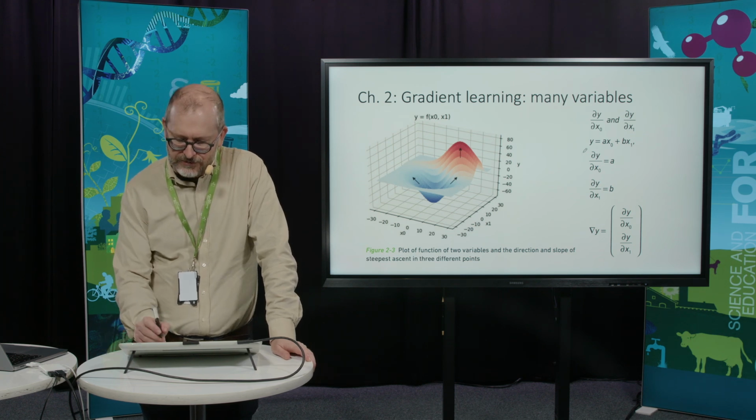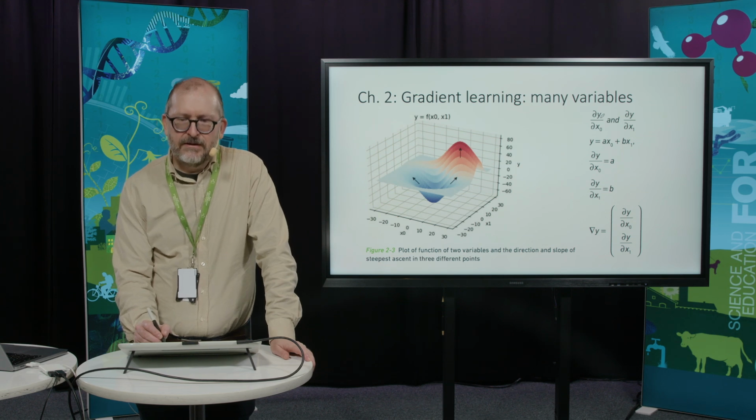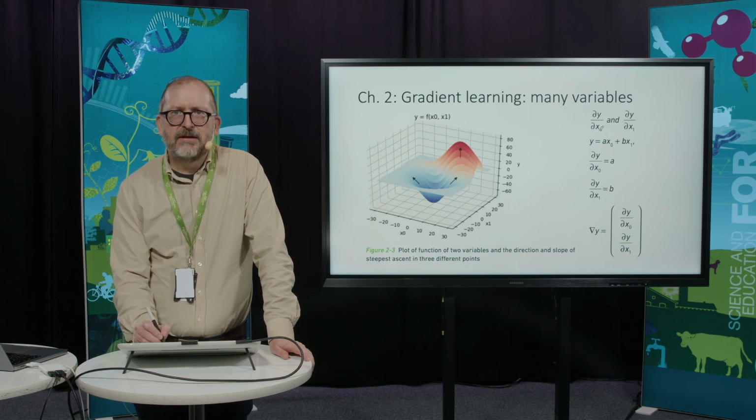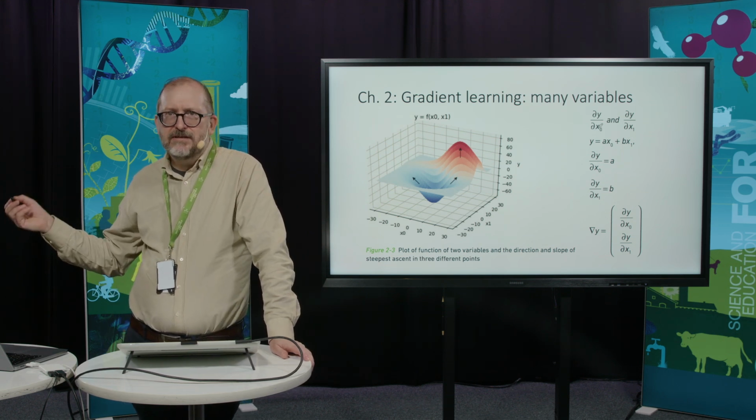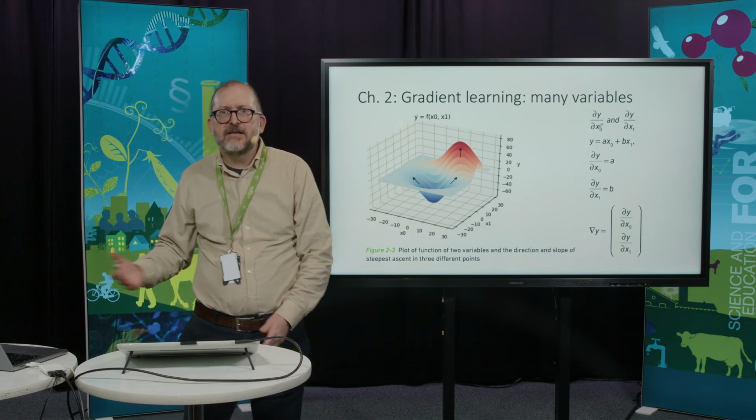And so the partial derivative just means that you're going to take the derivative of your function with respect to x naught, for example, assuming that everything else is constant. In other words, assuming that x1 does not depend on x naught, x2 does not depend on x naught, and so on.